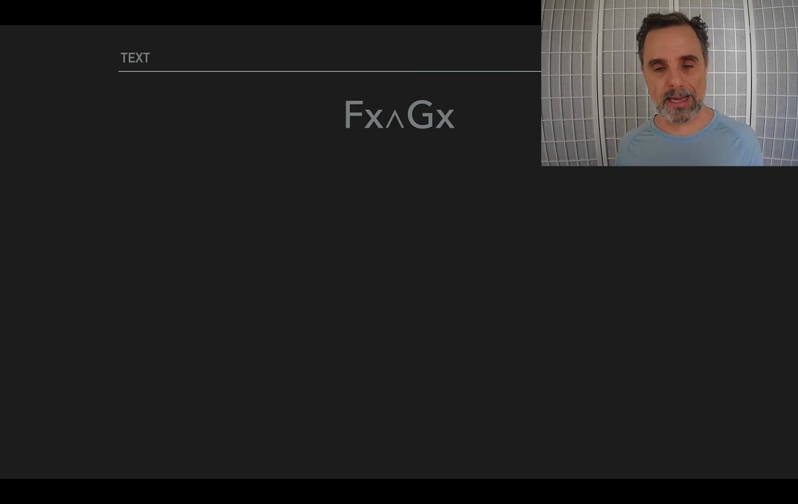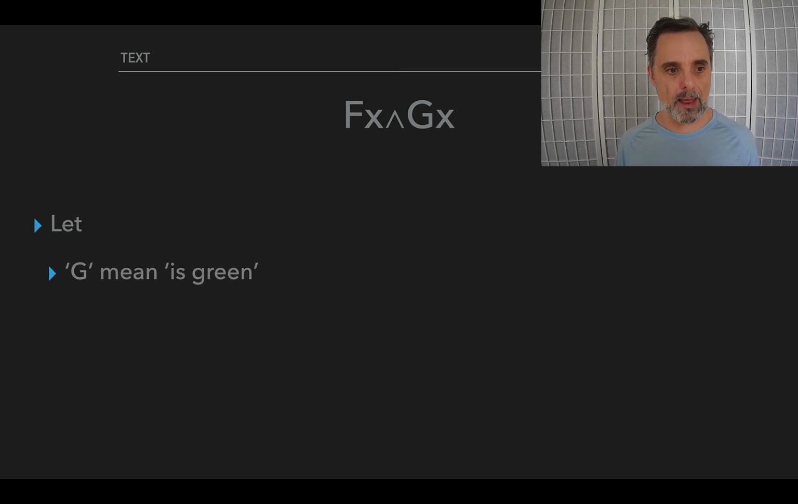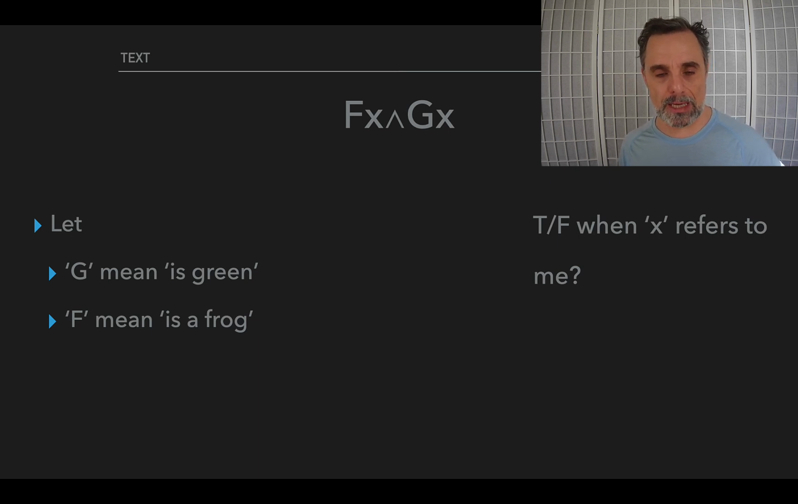What about Fx and Gx? Well, let's say again G means is green, but then F is going to mean is a frog. Okay, so true or false when x refers to me? I'm not a frog. I'm not green, so both pieces are false, so the conjunction is false.